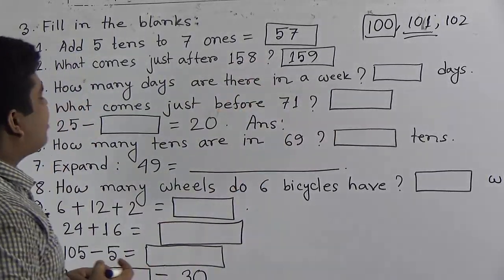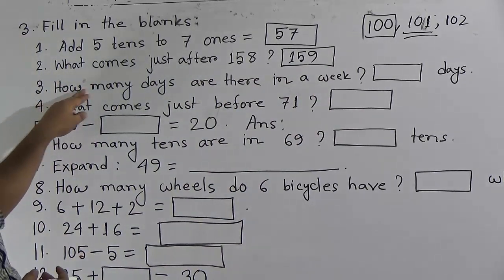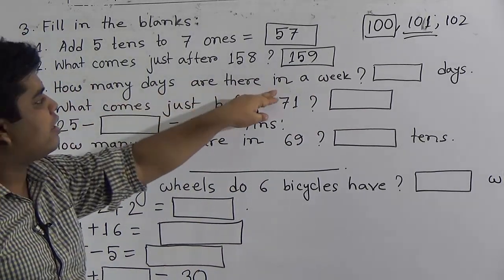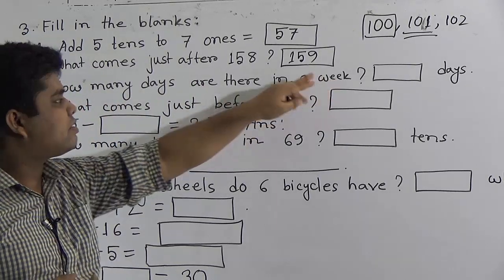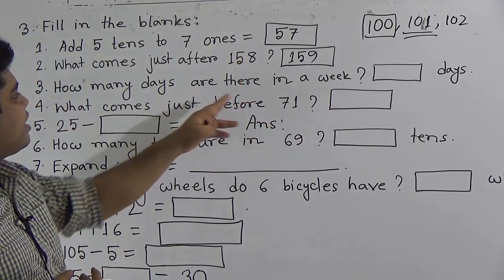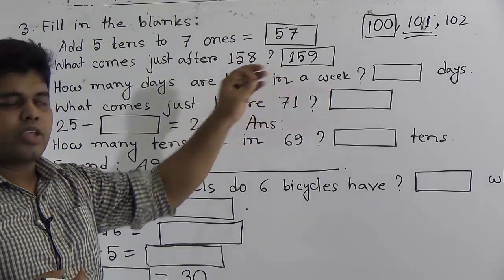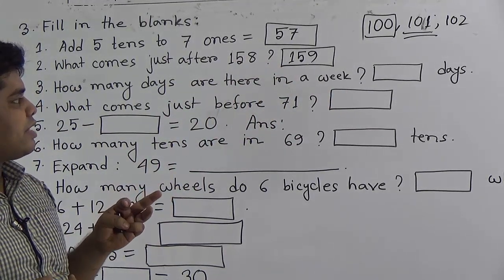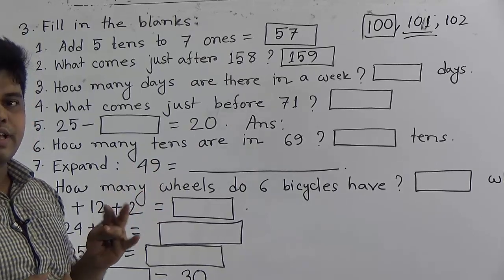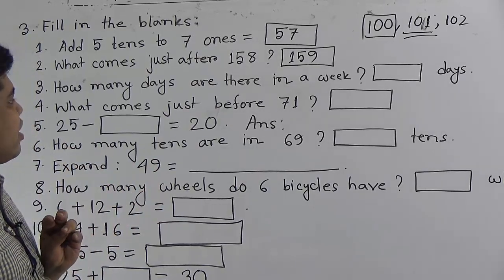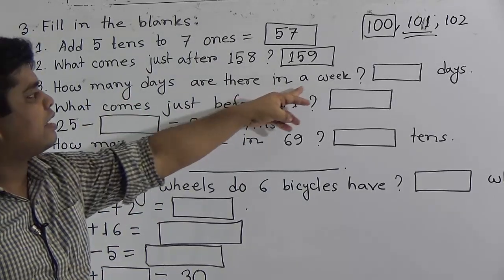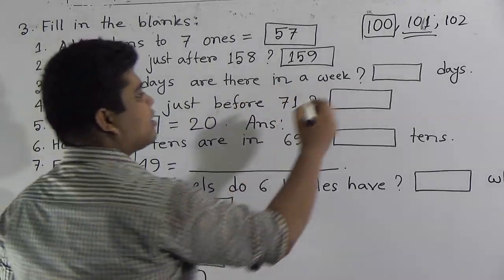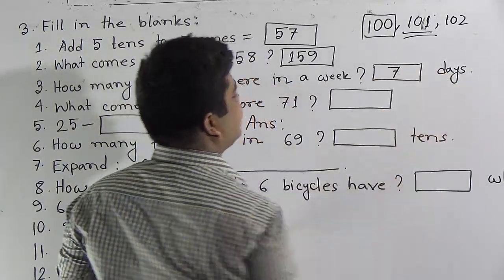Our next question is how many days are there in a week? We need to count how many days make 1 week. Saturday, Sunday, Monday, Tuesday, Wednesday, Thursday and Friday. So there are 7 days in a week. So we write 7 days.